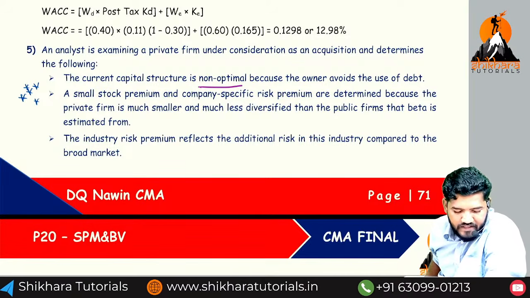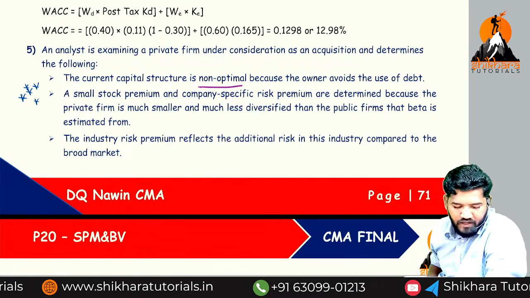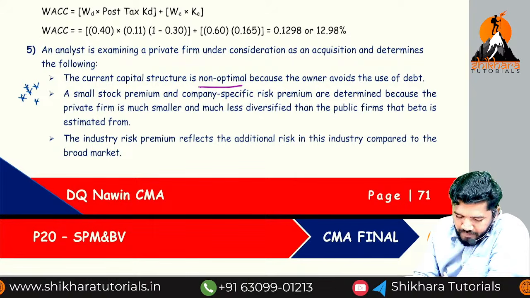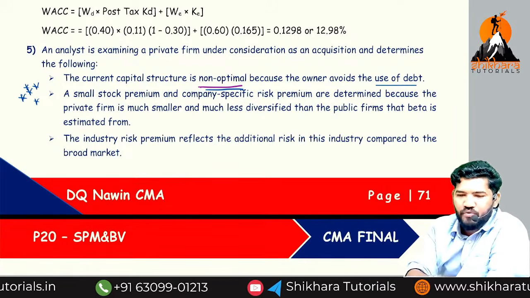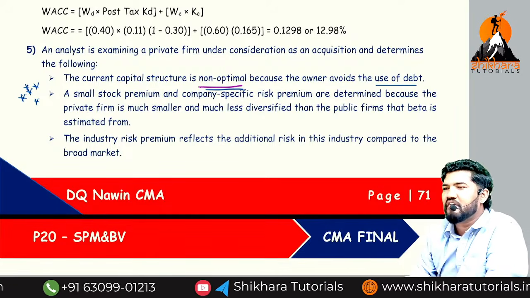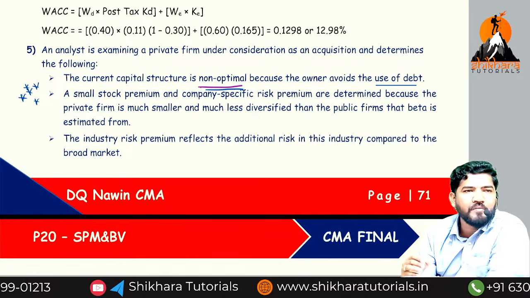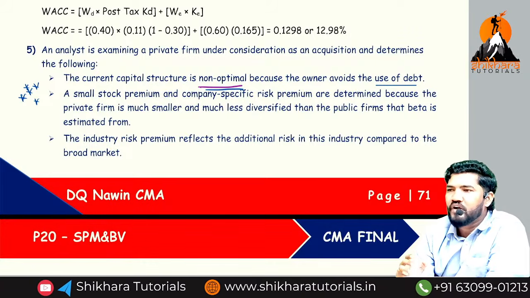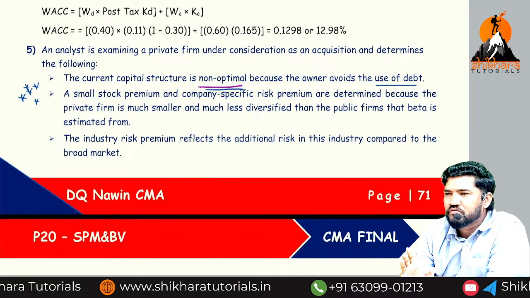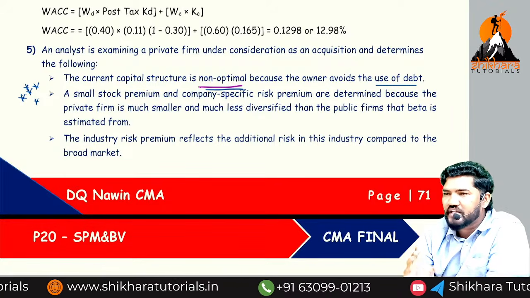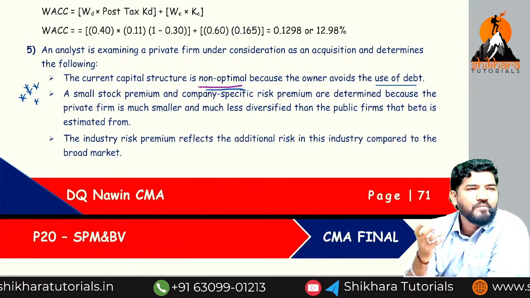See, an analyst is examining a private firm under consideration as an acquisition and determines the following. The current capital structure is non-optimal because the owner avoids the use of debt. I will give clarity on the meaning of optimal at the time of capital structure explanation. If you want something, optimal represents maximum. If you don't want it, optimal means minimum. Do you want more KO or less KO as a company? Less KO. So the capital structure which gives less KO is called the optimum capital structure.